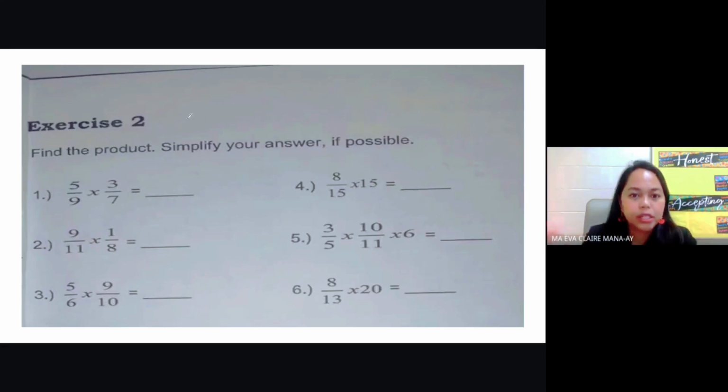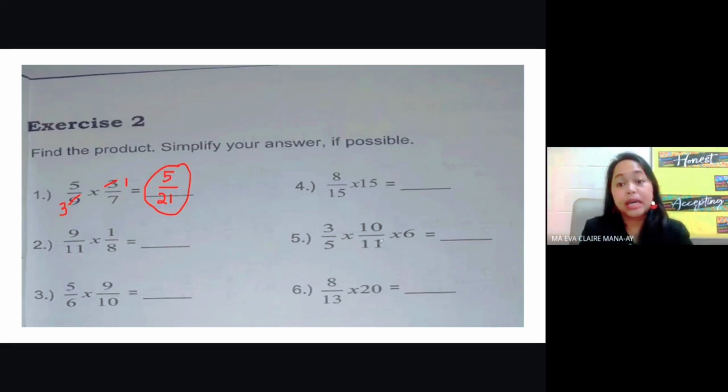For the next slide here, the process would just be the same. Finding the product, simplify your answer if possible. Okay, so we do the second solution that we have. Looking at your numerator and your denominator here, 5 and 7, no common factor except the number 1. 9 and 3, there is a common factor, which is 3. And so we divide 9 by 3, that would give you 3. 3 divided by 3, that would give you 1. Okay, now we proceed with our multiplication. 5 times 1 is 5. And 3 multiplied by 7, that's 21. Okay, no common factor except 1. So we say that that is the final answer. Just the same process as the one that we did in the first slide.